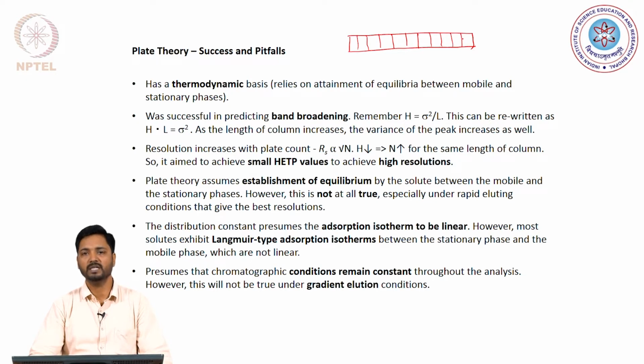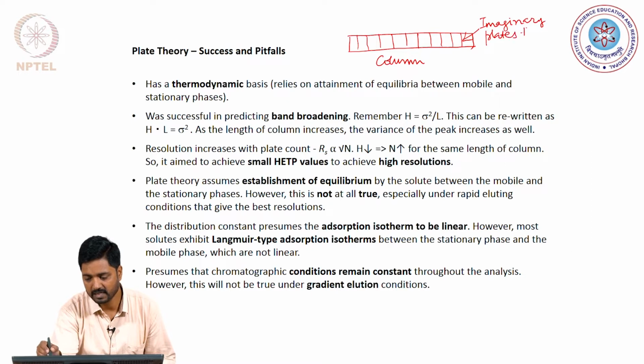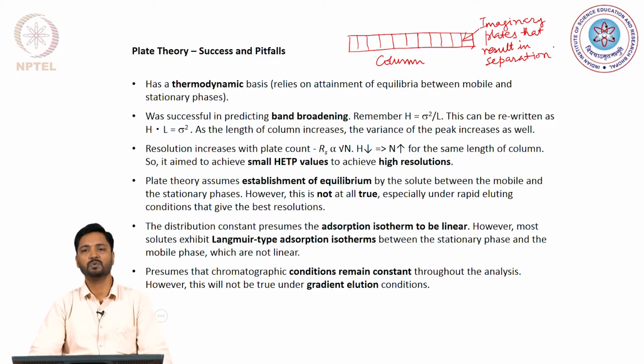Now, of course, to increase the extent of separation, we need to increase the number of plates. So, we have a column and we have these imaginary plates that result in separation of analytes, and we need to increase the number of plates to achieve more efficient separation. We already saw in the last lecture that a more straightforward way to do this is to increase the length of the column. However, it turns out to be more practical and more efficient if we can reduce what is known as the plate height.